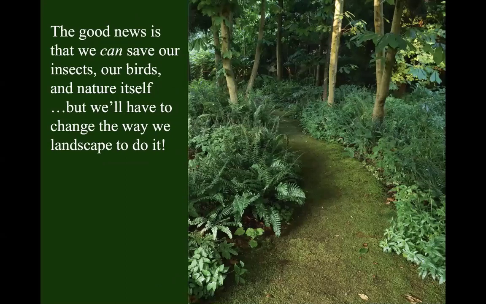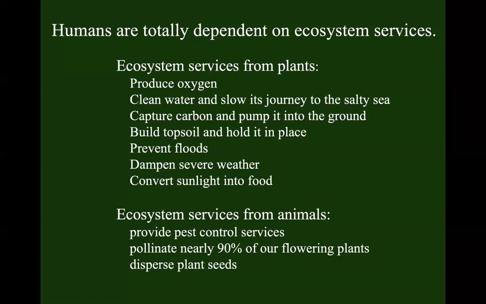We could save our insects, we could save our birds, we could save nature itself, but we're going to have to change the way we landscape in order to do it. Why is that? Well, remember, humans are products of nature. We are totally dependent on it, totally dependent on what we call ecosystem services. Here are just a few of the things that plants do. And we always say plants do for us. They do it for all the living things on the planet.